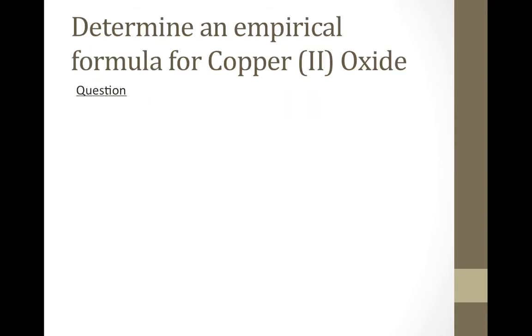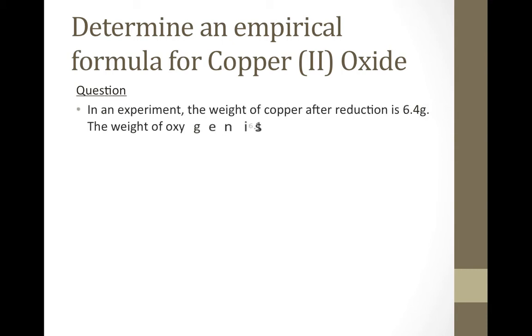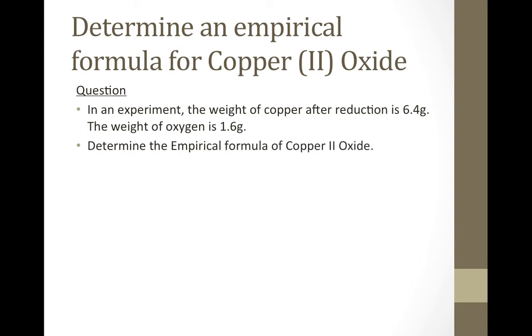The question is, in an experiment, the weight of copper after reduction is 6.4 grams, the weight of oxygen is 1.6. You need to determine the empirical formula of copper oxide. How to solve this problem?